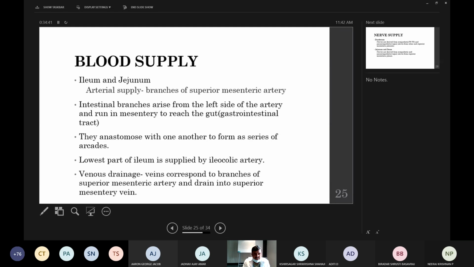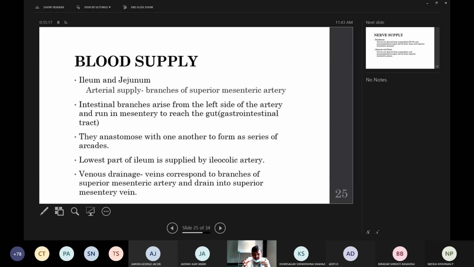Now coming to the blood supply of the ileum and jejunum. Ileum and jejunum are supplied by the jejunal and ileal branches of the superior mesenteric artery. The branches of the superior mesenteric artery are called jejunal and ileal branches. Intestinal branches arise from the left side of the artery and run in the mesentery to reach the gut.